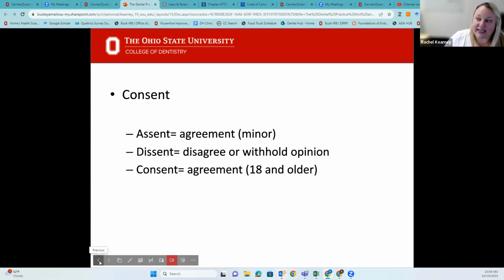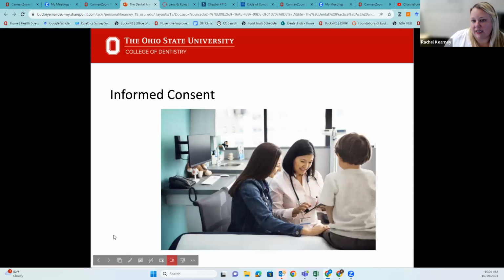So our second topic for today is consent. And so you've probably heard the term consent before, and really what consent means is agreement. If you are entering into an agreement with a minor, it's called assent. And then someone may also dissent, which means you could disagree or not consent. And so those are some of the terms of consent. What we really want to focus on is informed consent. And so informed consent is what we would require to move forward with dental care procedures.